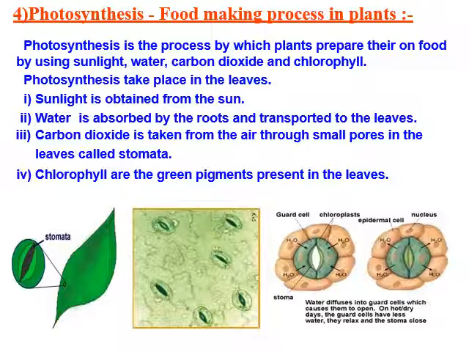Photosynthesis takes place in the leaves and sunlight is obtained from the sun. Water is absorbed by roots and transported to the leaves, and carbon dioxide is taken from the air through small pores in the leaves called stomata, and chlorophyll is the green pigment present in the leaves of the plant.